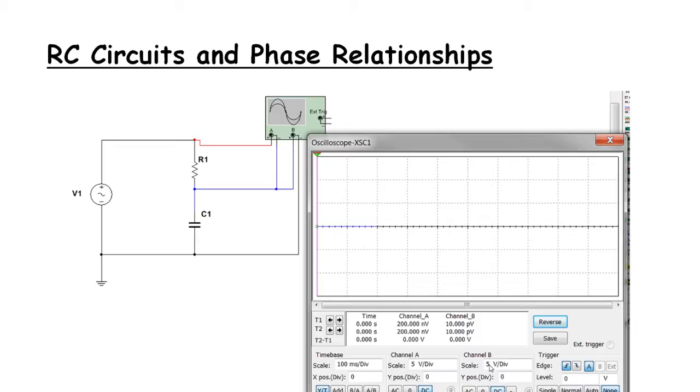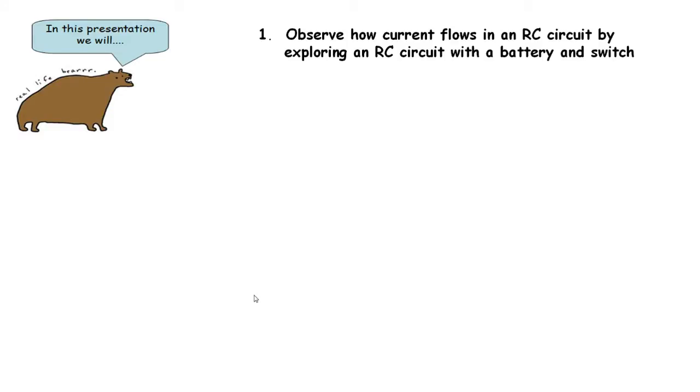I'm Dr. Steve Brule. Today we're going to look at RC circuits and phase relationships in an RC circuit. It's a little redundant, isn't it? Well, let's see if we can get this show on the road.